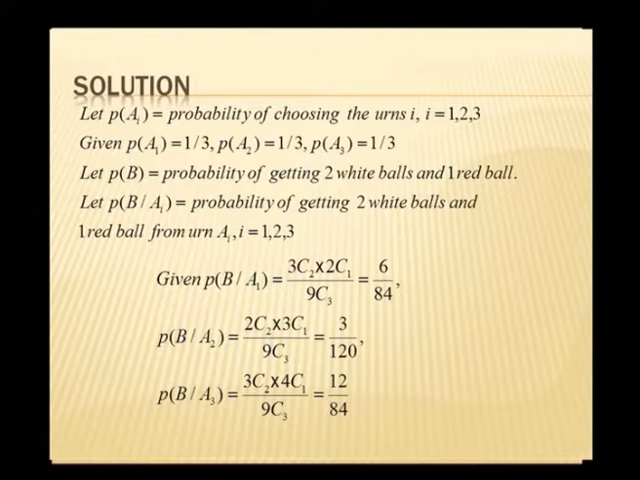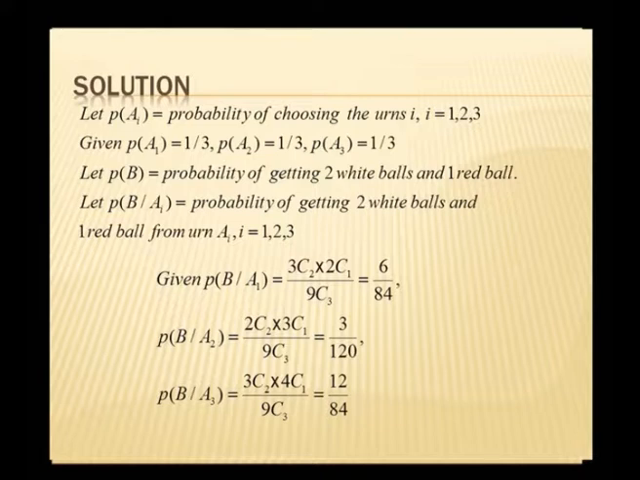So, we take P of Ai to be the probability of choosing each urn A1, A2, A3 respectively. Since there are 3 urns, probability of each of them will be 1 by 3. So, we are given P of A1 to be 1 by 3, P of A2 is 1 by 3 and P of A3 is 1 by 3, and let P of B to be the probability of getting the event of 2 white balls and 1 red ball, and let P of B by A1.